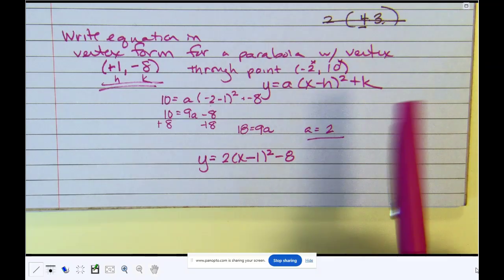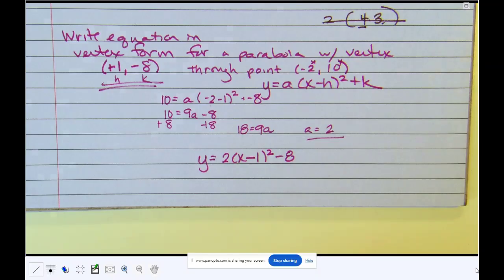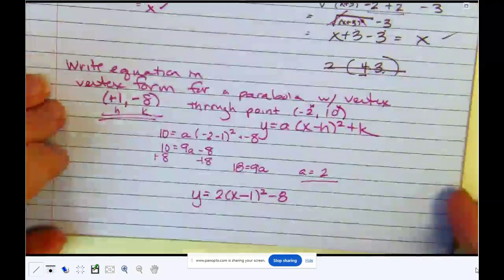Okay, so there's definitely several of those on your paper that you can try again. Okay, last one that we're talking about today, story problem.